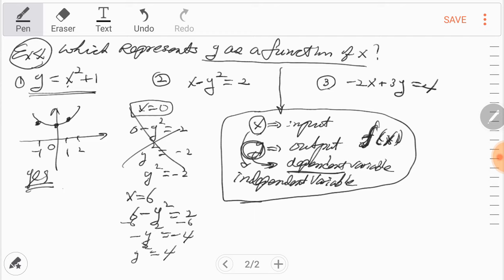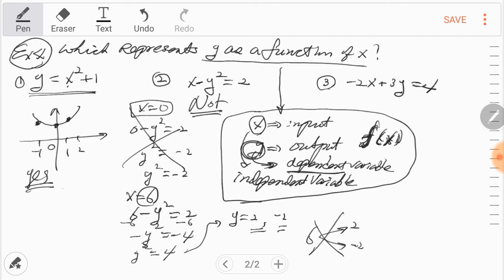Then what are the y values? Y is 2, then 2 squared is 4. Y is negative 2, so negative 2 squared is also 4. So there are two y values. Input is 6, but 6 has two outputs, 2 and negative 2. So this is not a function.